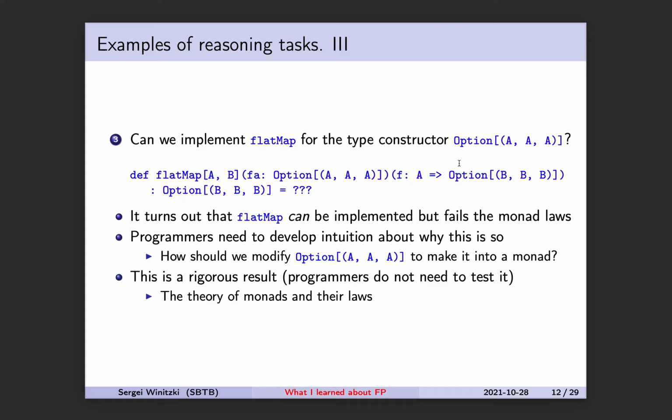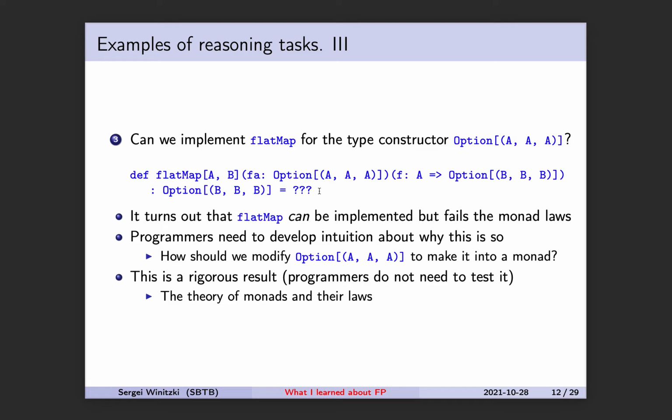Another example where you cannot implement flat map correctly is this type constructor. Very simple. And you want to write a flat map like this. And you can actually implement flat map. You can compute some kind of option of BBB, but it will fail the monad laws. It will always fail. Whatever you try to do, it will fail the monad laws. So this is a difficult example because it's not obvious why this is wrong. So you could be tempted to do this, but it would be wrong.